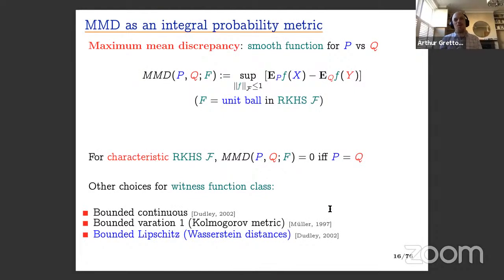So when is my function space rich enough that this is 0 only when P and Q agree? What we would like is a function space big enough that this basically is a metric on probabilities, which is to say that it's only 0 when P and Q are the same, and it's not 0 if there's any difference between P and Q. We're going to call reproducing kernel Hilbert spaces that have this property characteristic reproducing kernel Hilbert spaces. So these are the RKHSs that are rich enough that this is 0 only when P and Q are the same.